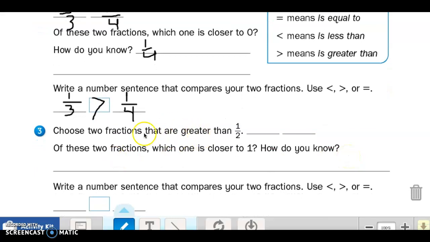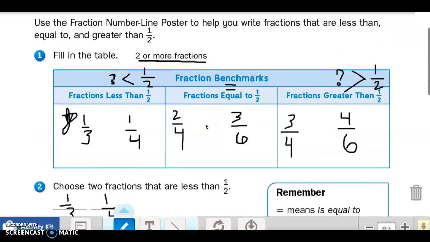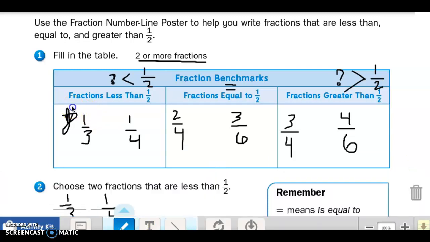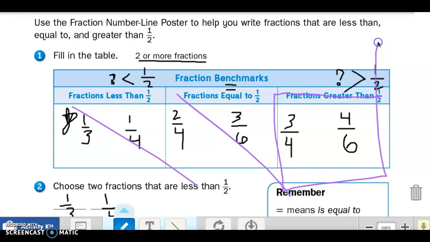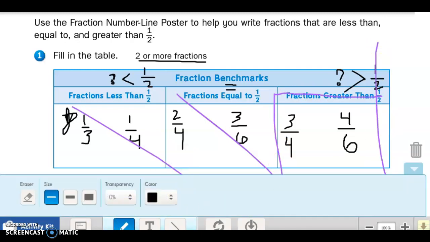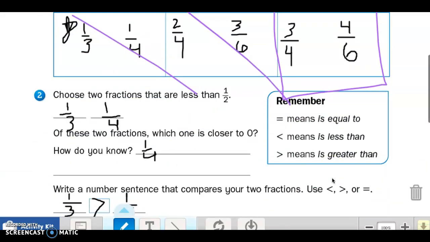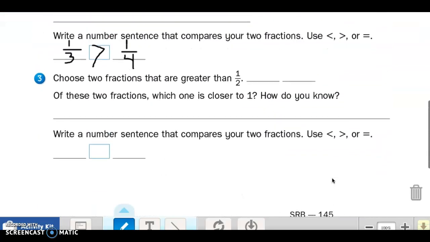Now it says choose two fractions that are greater than 1/2. Well, we know it's not going to be these because this is less than, and we know it can't be these two because that is equal to, so we're going to have to choose our two fractions that were greater than. So go ahead, do what we did for the less than. So we're going to do 3/4 and 4/6, or using any numbers that you did.